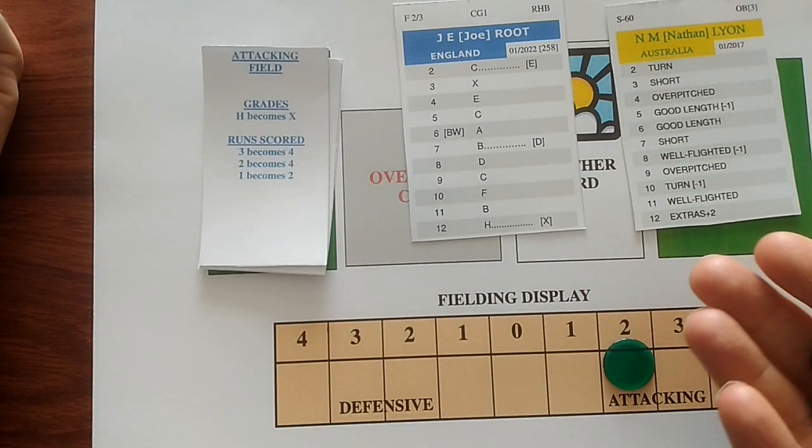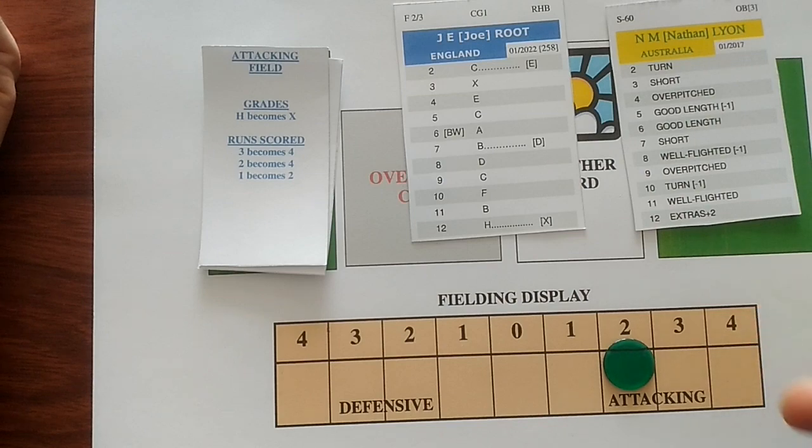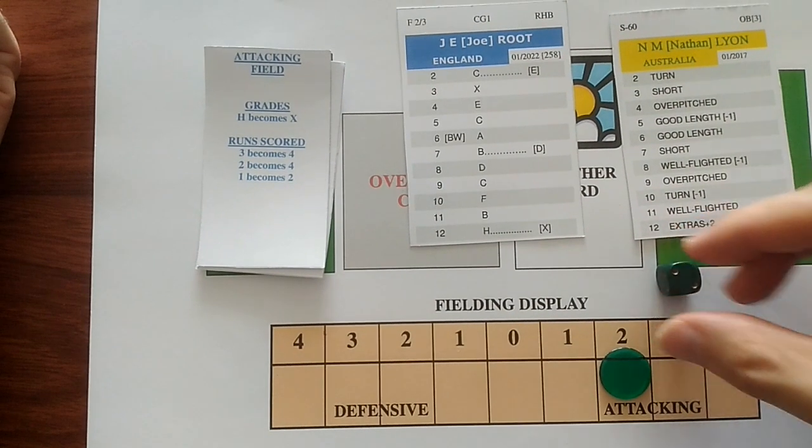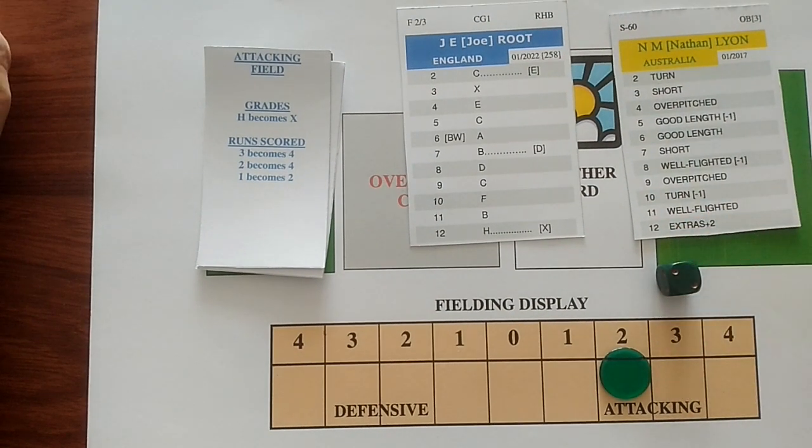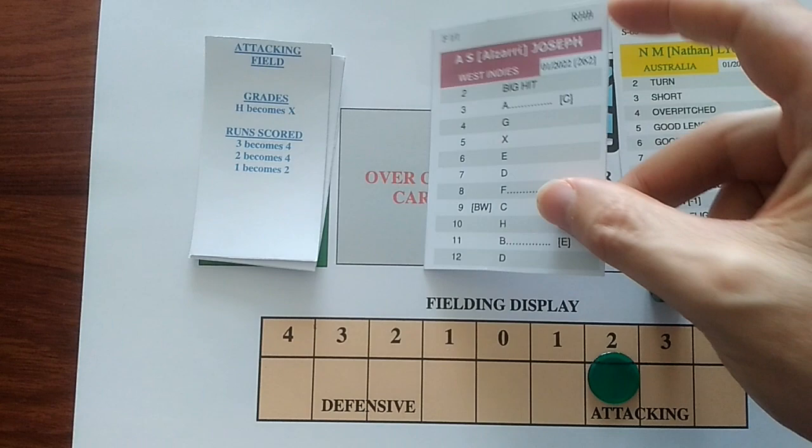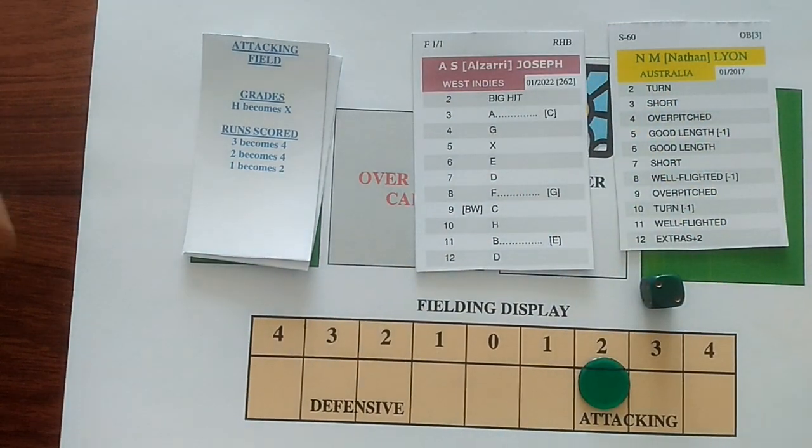So say for instance I roll a 2. It's going to be difficult actually with Joe Root's card. I might get someone who is a little bit less likely. Jason Holder is here. Oh, sorry, that's Alzarri Joseph.